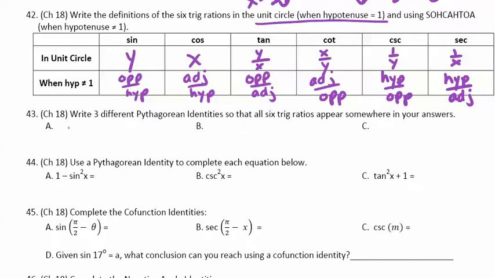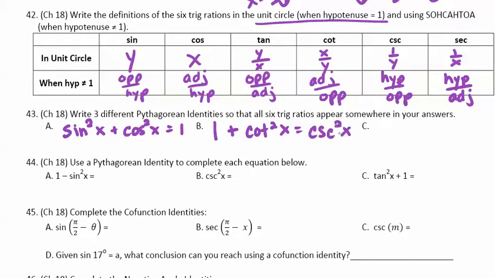Okay, some trig identities. 3 Pythagorean identities are basic ones. Sine squared plus cosine squared is equal to 1. So then if we take that and we divide it, let's say, by sine squared, cosine squared divided by sine squared is cotangent squared, and 1 divided by sine squared is cosecant squared.